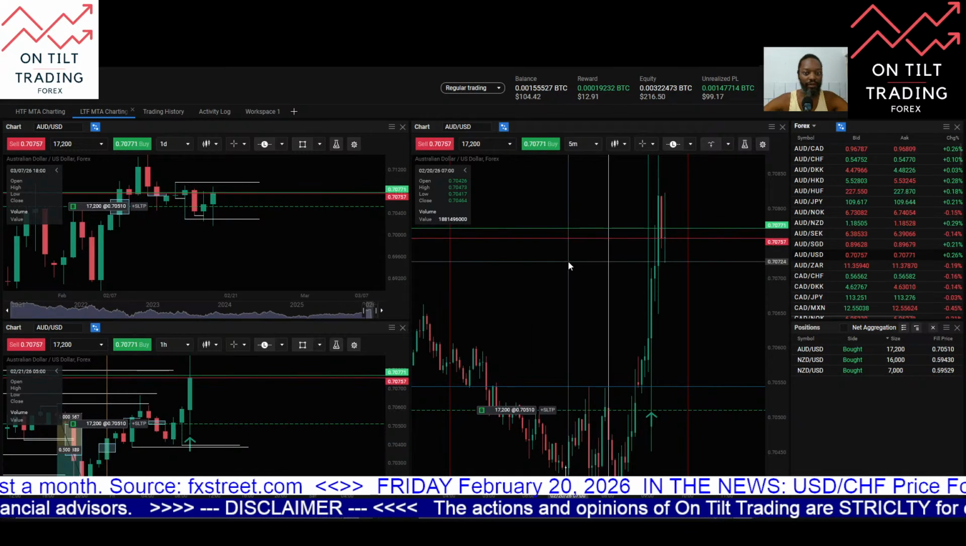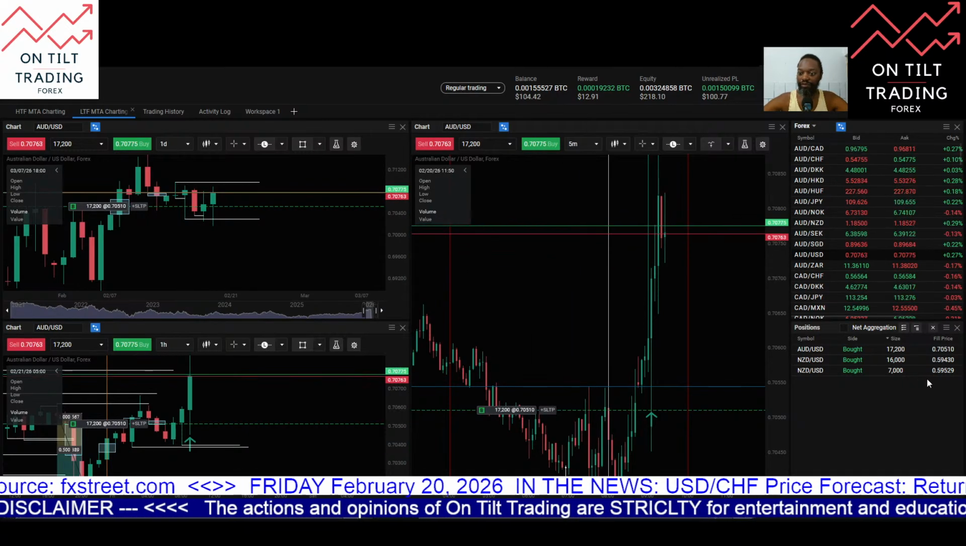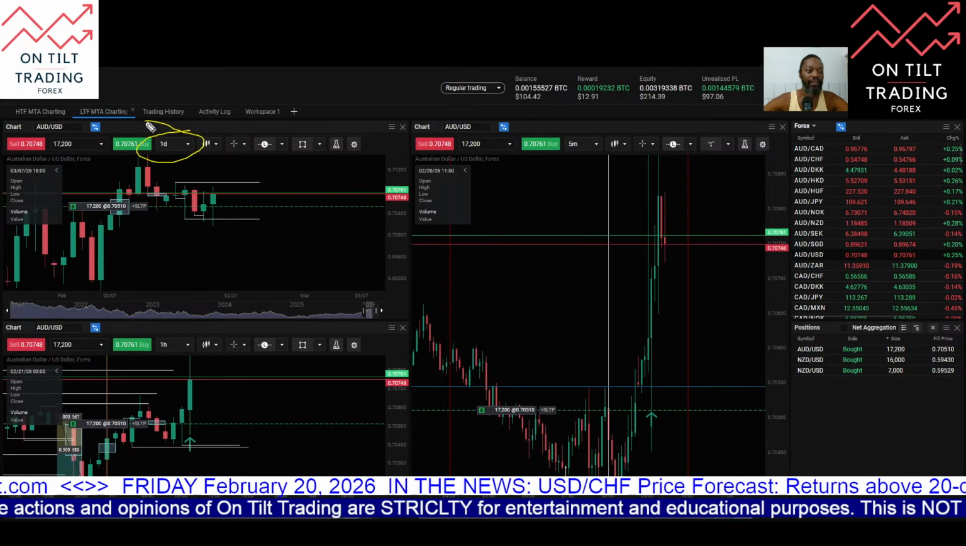Aussie dollar and Kiwi dollar. I'll walk you through what I have trading, starting top down here on the daily chart.